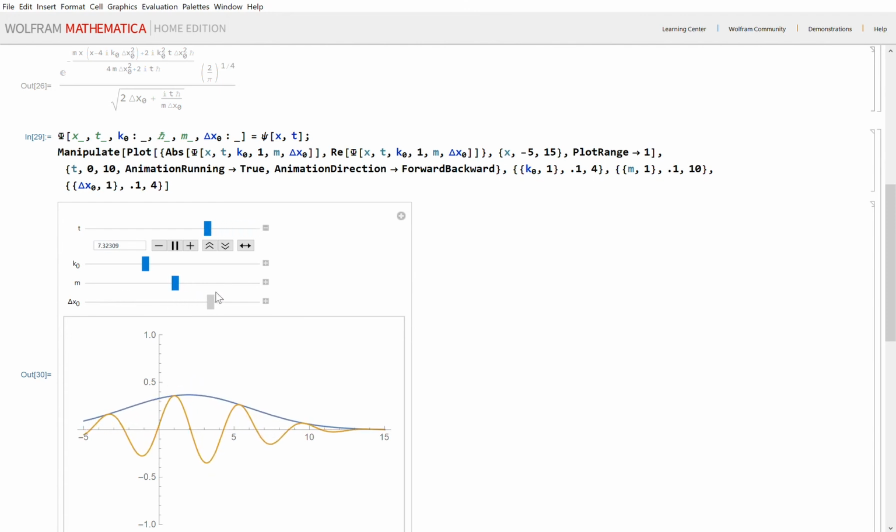All right. We can spread our wave function, or we can make it sharper. Yep. All right. That's it.